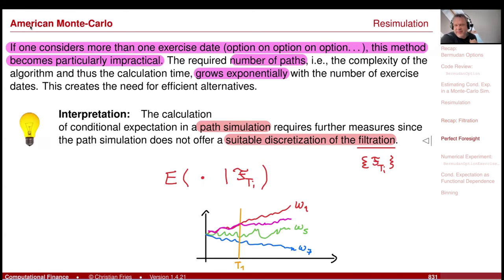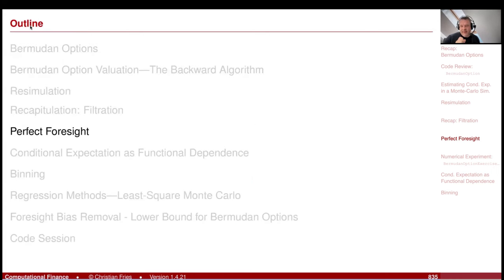Okay, so let's study the next method that does not work. Why not just forget about this and use the sample paths that we have as an approximation for our conditional expectation? So this is like resimulation, but we just use a single sample path. So we use a Monte Carlo simulation with a single path to approximate the conditional expectation. This method works but generates wrong results because it contains perfect foresight. You have knowledge about the future. Nevertheless, it is nice to study it, because understanding the problem of foresight is also important for the methods that we will discuss later, like binning, or the least square Monte Carlo method.